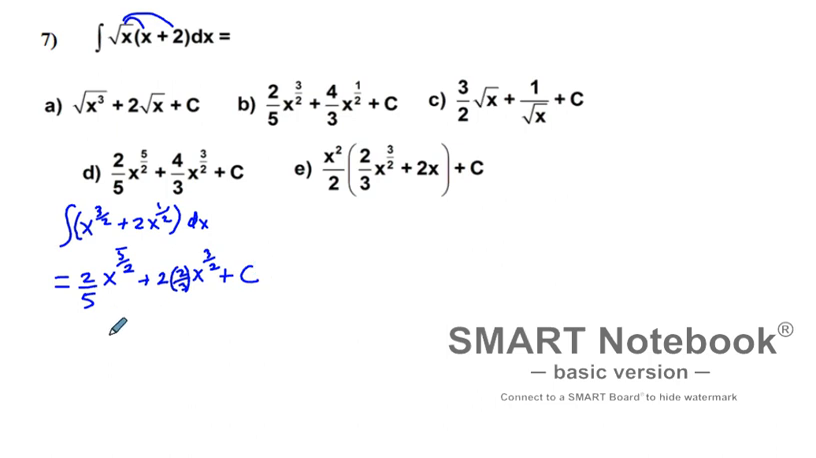So we get 2/5 x to the 5/2 plus 4/3 x to the 3/2 plus c. So that's it. That's our answer there. And that's D.